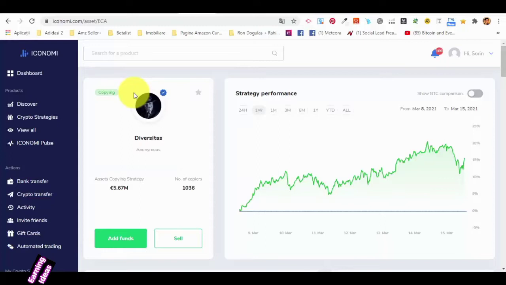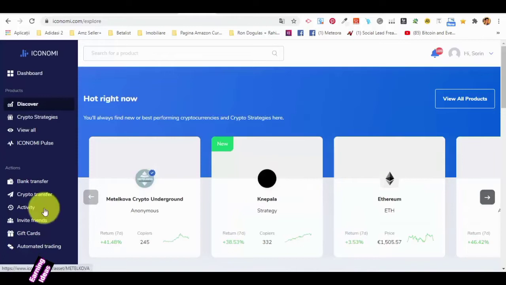So on economy.com, if you go to the left side menu, you have the Discover section, and in the Discover section you can see crypto strategies. What are these crypto strategies? Basically, these are people who have a portfolio that they trade on, and the strategy is how they trade, all the moves that they do. So what does Economy do? Automatically it copies every move that these traders do, with the funds that you deposit. You can deposit US dollars, euros, pounds, and so on, and the platform will convert it automatically, and basically your portfolio will copy whatever these traders are doing.